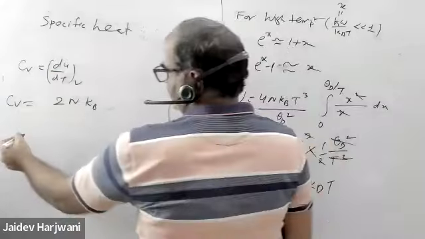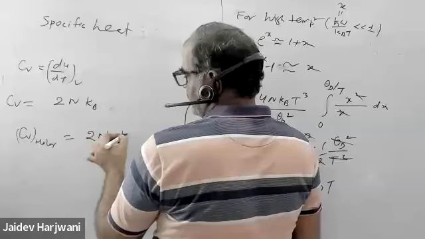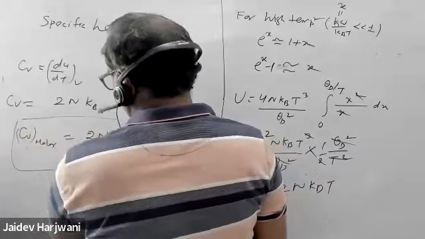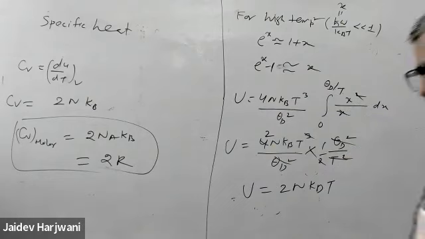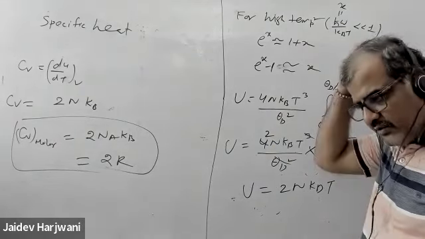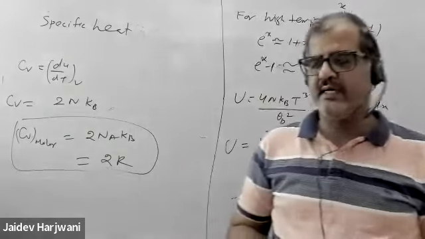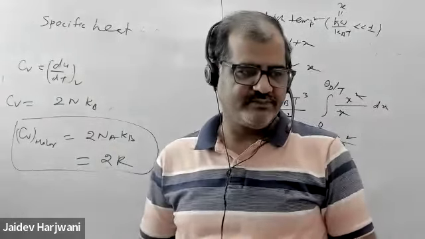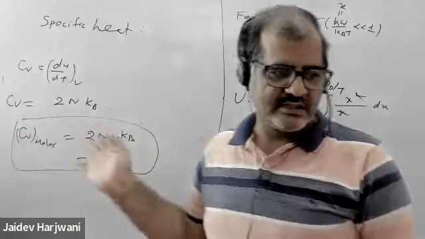And molar specific heat CV molar gives you 2 Na kb, that is 2R. For 3D it is 3R, 2D 2R, 1D 1R. Very easy, and the procedure is the same: calculate the density of states, calculate the cutoff frequency, calculate the value of V0 in terms of cutoff frequency, write the expression for energy, then just put in the values and solve this.